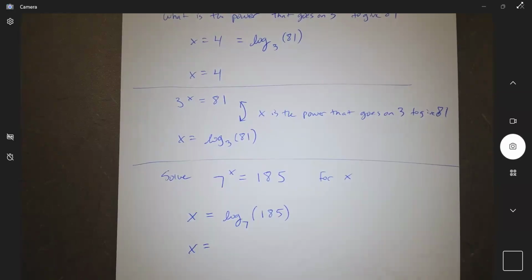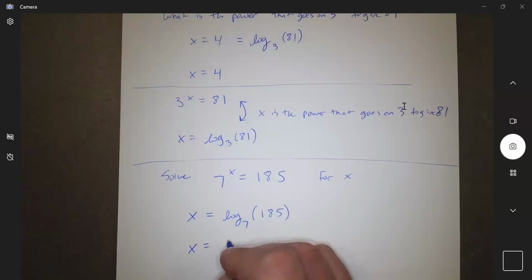Log base 7 of 185, about 2.68. And there it is. I found the power.